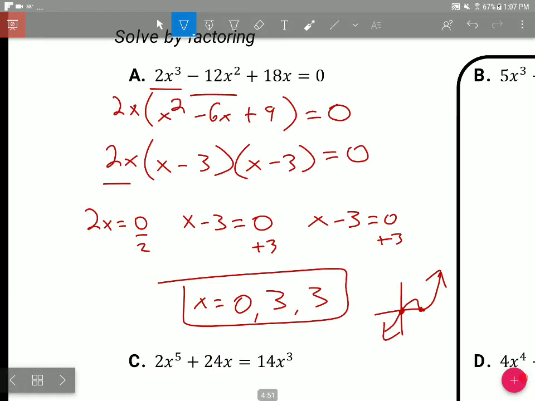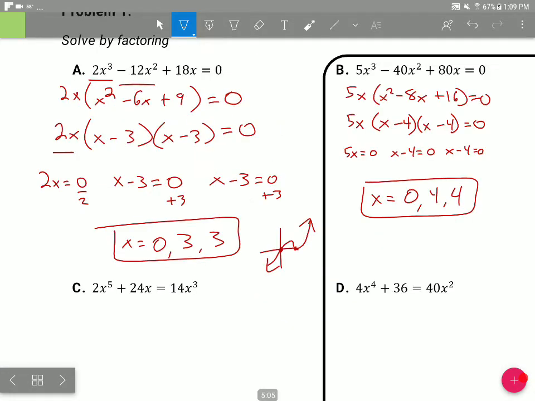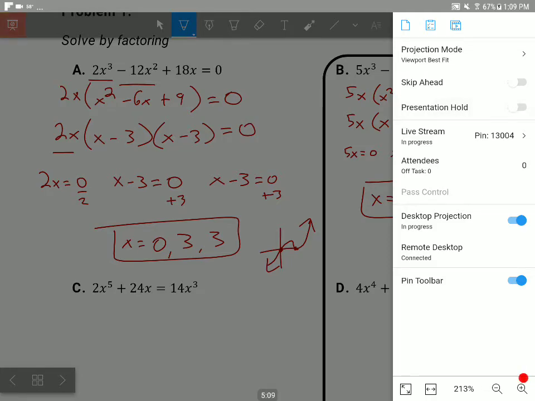All right, letter B. I think you can do letter B on your own. I totally think you can. We'll see. But anyways, give letter B a shot. I'll pause it. And that's what you should get.